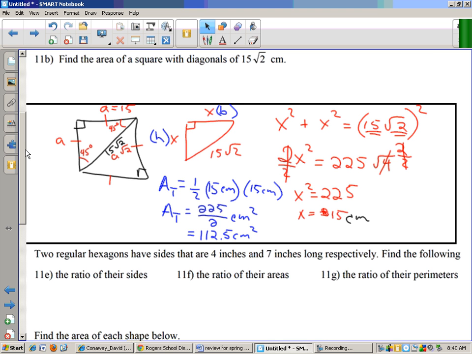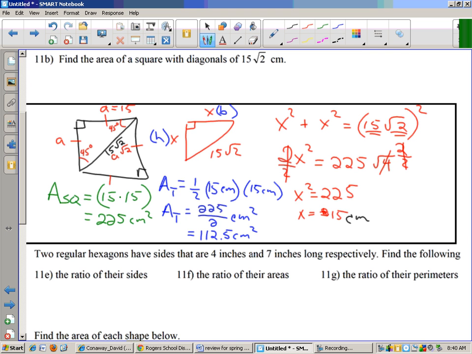All right. That is the area of one triangle. The area of the square is going to be 15 times 15. Say again, this was the area of the triangle. This is the area of the square.